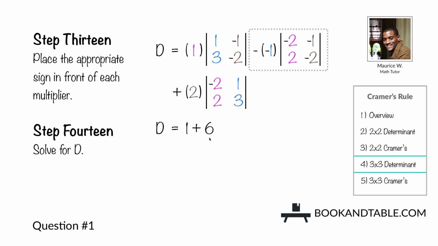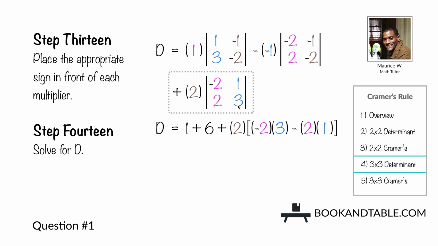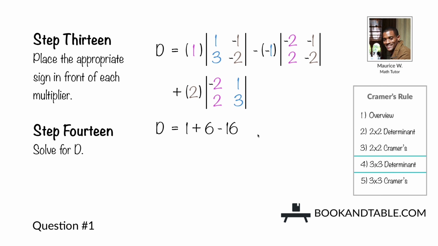And now we can move on to the third 2 by 2, which is negative 2 times 3 minus 2 times 1. And we'll multiply this times positive 2. Starting inside of the brackets, we have negative 2 times 3, which is negative 6, minus 2 times 1, which is 2. Negative 6 minus 2 is negative 8. 2 times negative 8 is negative 16.